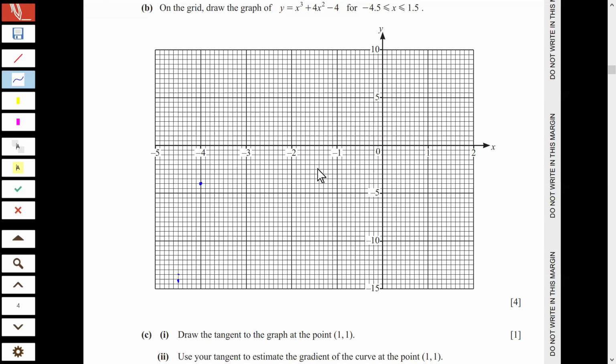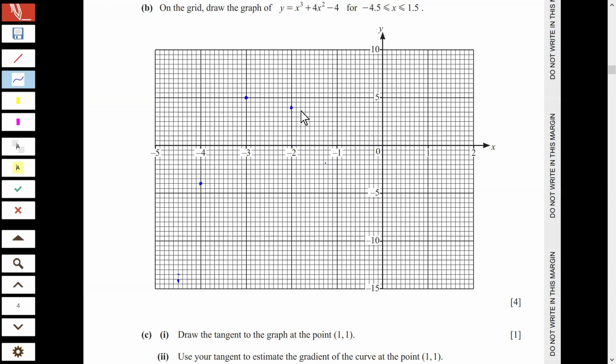Now we'll move on to the next values. When x is -3, y is 5. This is the point. And then (-2, 4). When x is -2, y is 4. So we have 4 here, somewhere around here as 4.